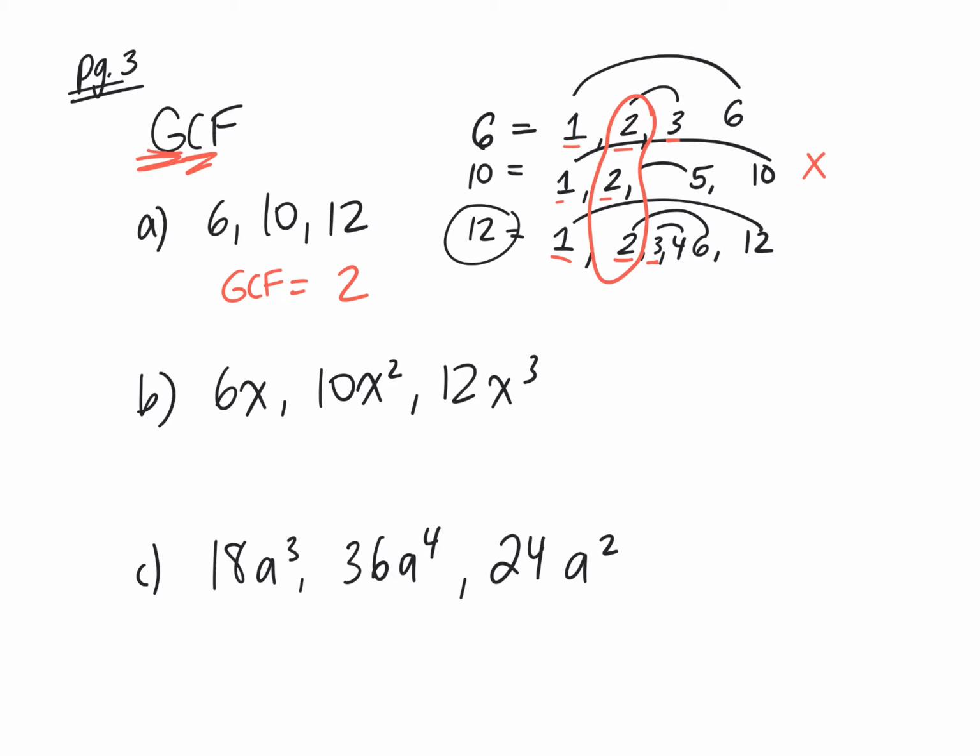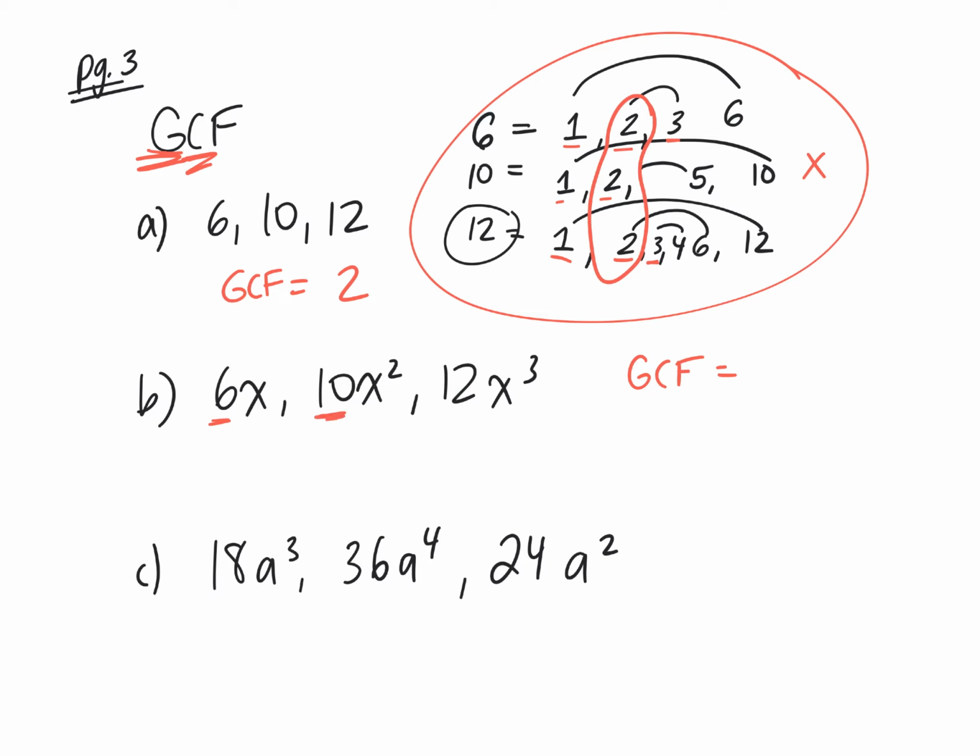Okay? So let's do B together. This is on page 3. And you don't have to write this out every single time. You're just looking for the greatest common factor. What can 6, 10, and 12 be divided by? We just answered that in A. We know that they're all divisible by 2. But what else do they have in common?